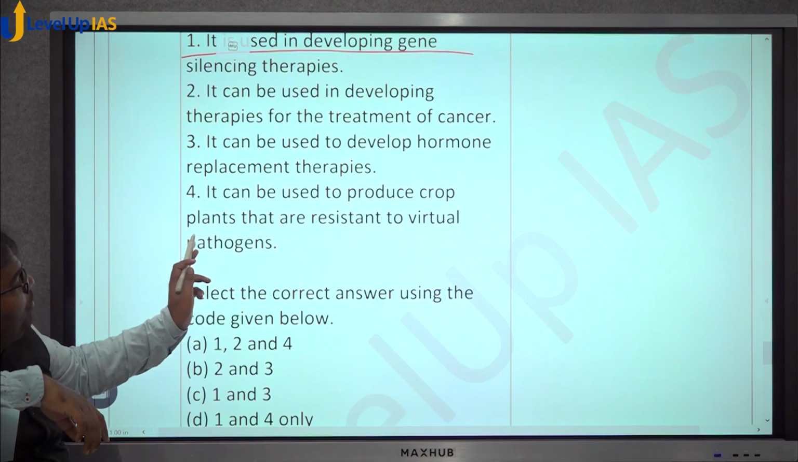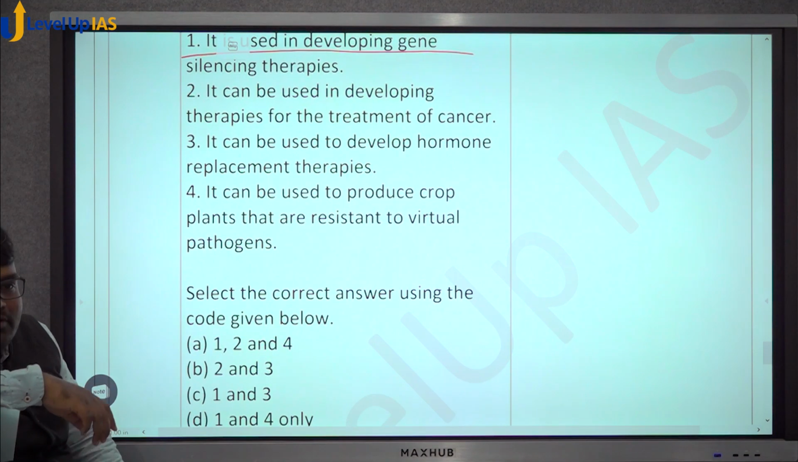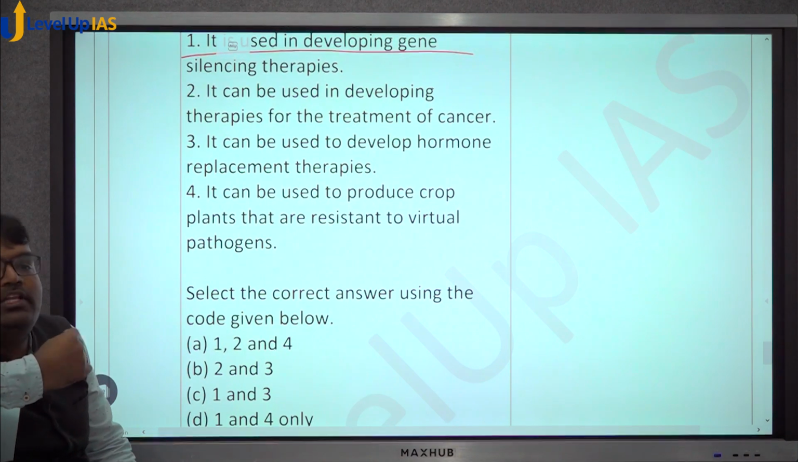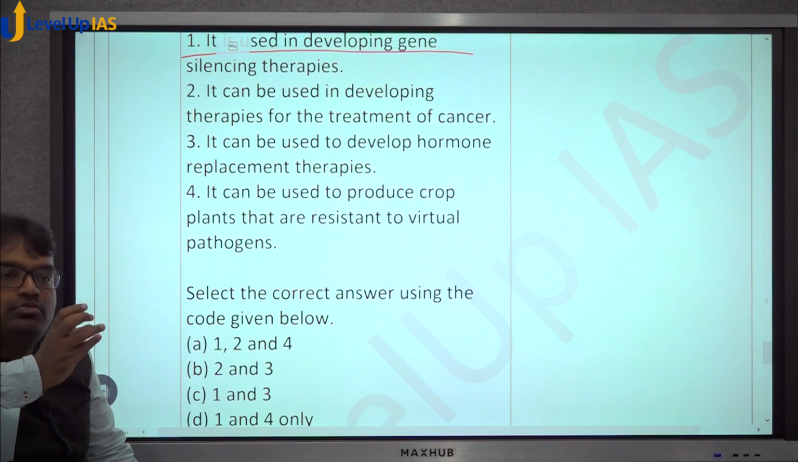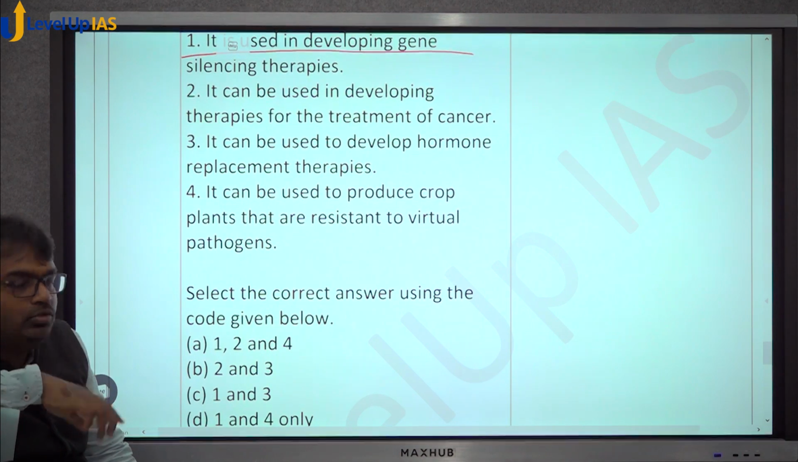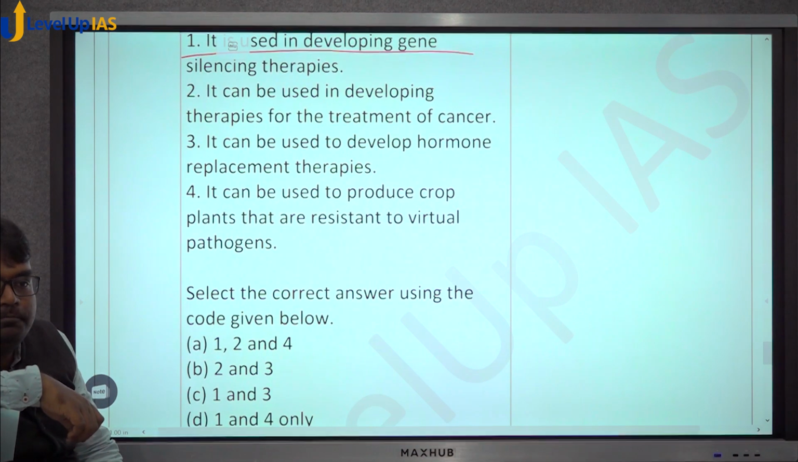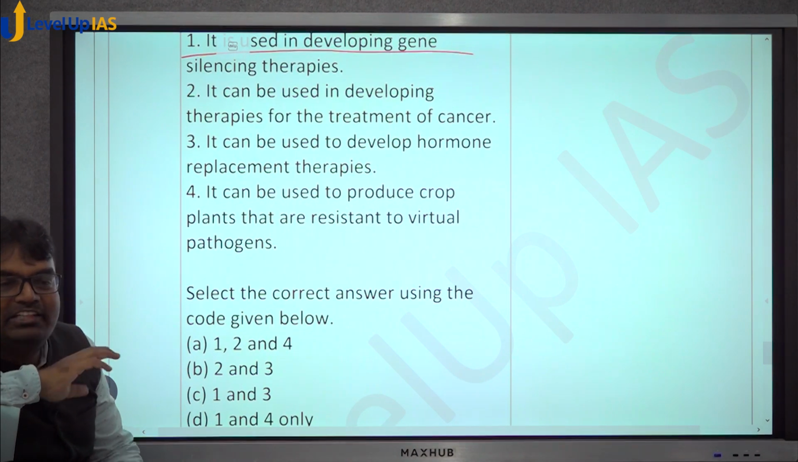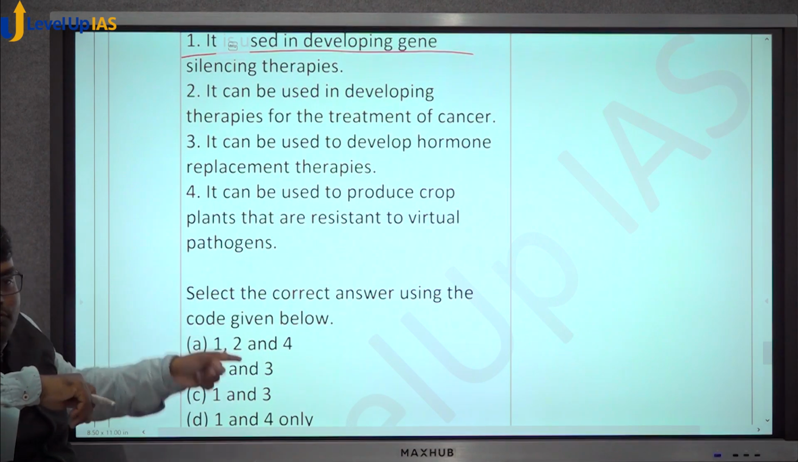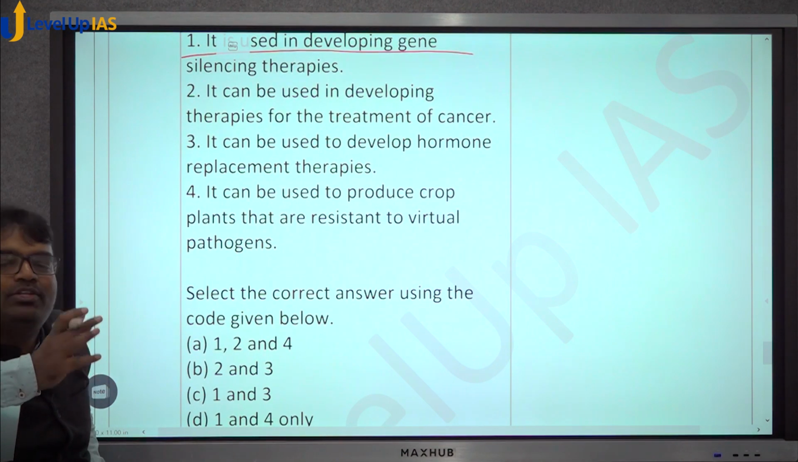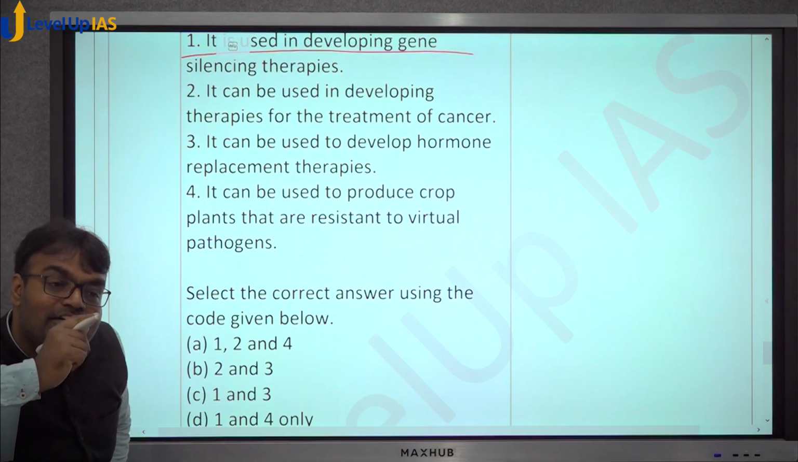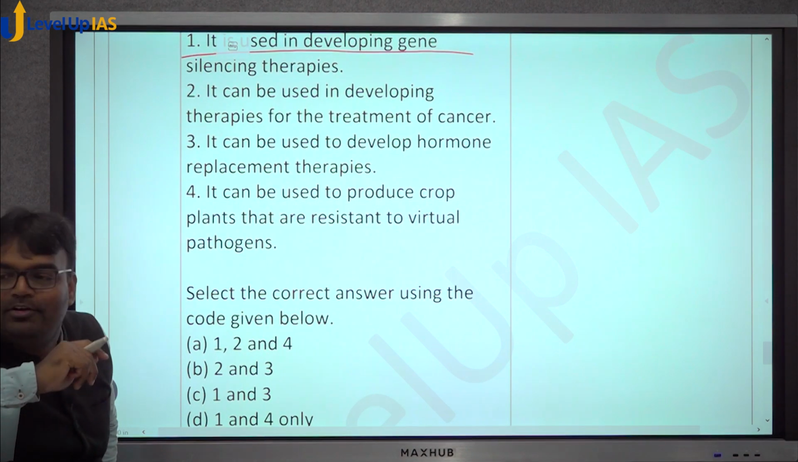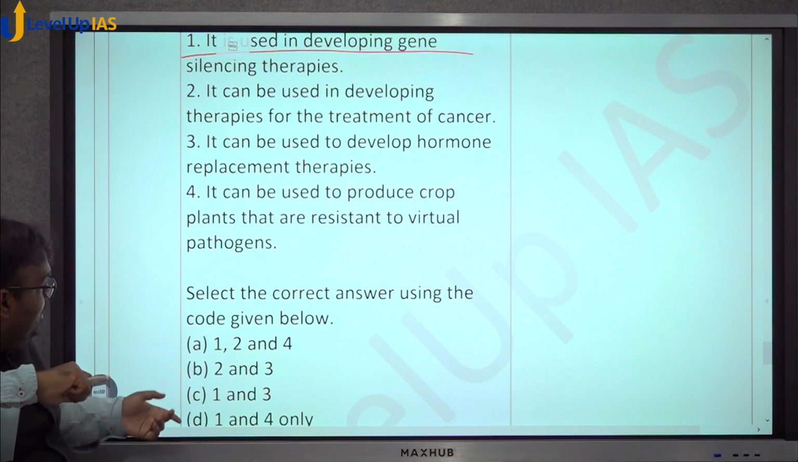It can be used to produce crop plants that are resistant to viral pathogens. Again, they will silence the gene of the pathogen that is attaching. So answer is 1, 2 and 4. A difficult question, but if you understand the fundamentals, you'll be able to attempt it. You won't be completely blank. I could have discussed each of these options in your notes, but that's not the right strategy. Understand the fundamentals and apply that in your paper. Okay, let's go to the next question.